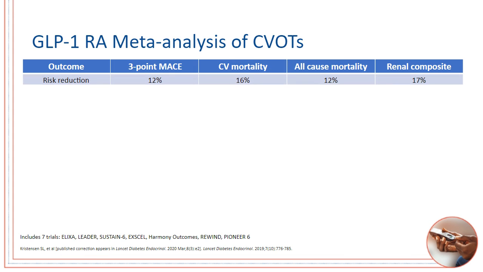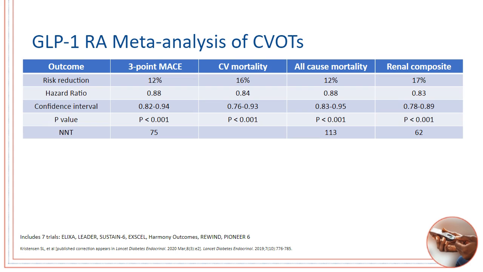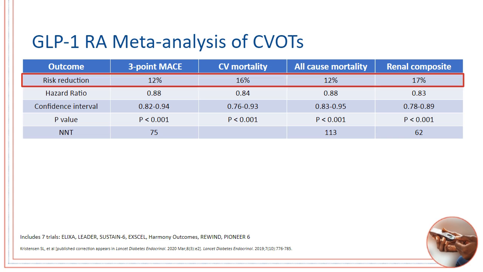If you're worried about the safety of GLP-1 receptor agonists and the efficacy, you can see that when you put all these studies together in this meta-analysis and systematic review, you can get a statistically significant reduction in 3-point MACE, cardiovascular mortality, and all-cause mortality when you use a GLP-1 receptor agonist, as well as the renal benefit. So you can see these are all statistically significant.